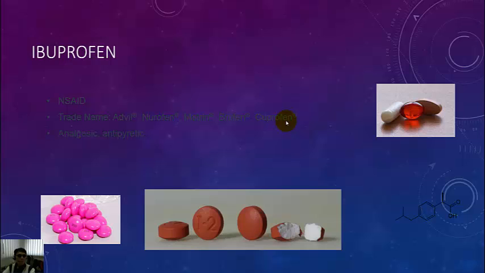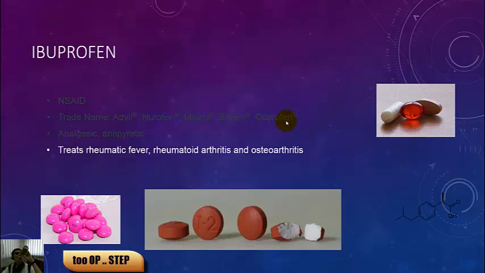Ibuprofen functions by strongly inhibiting the conversion of arachidonic acid to prostaglandin E2, which serves as a chemical signal for vasodilation. We call it inflammation, in more biological terms. And of course, pain perception.